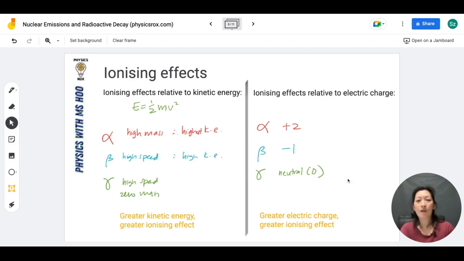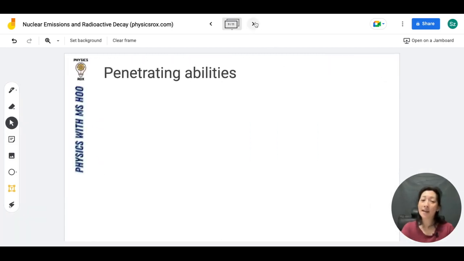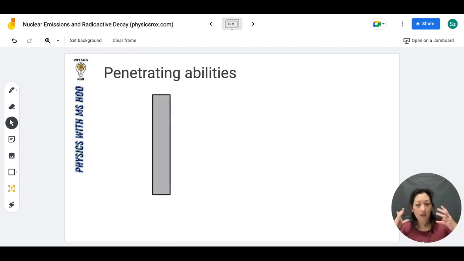Okay, now let's move on to penetrating abilities. Penetrating abilities here refer to the ability of these radioactive radiations to go through objects. If you know the nature of alpha, beta, and gamma, then it's easier to understand how they're able to penetrate objects. So alpha, 2 protons, 2 neutrons, right?